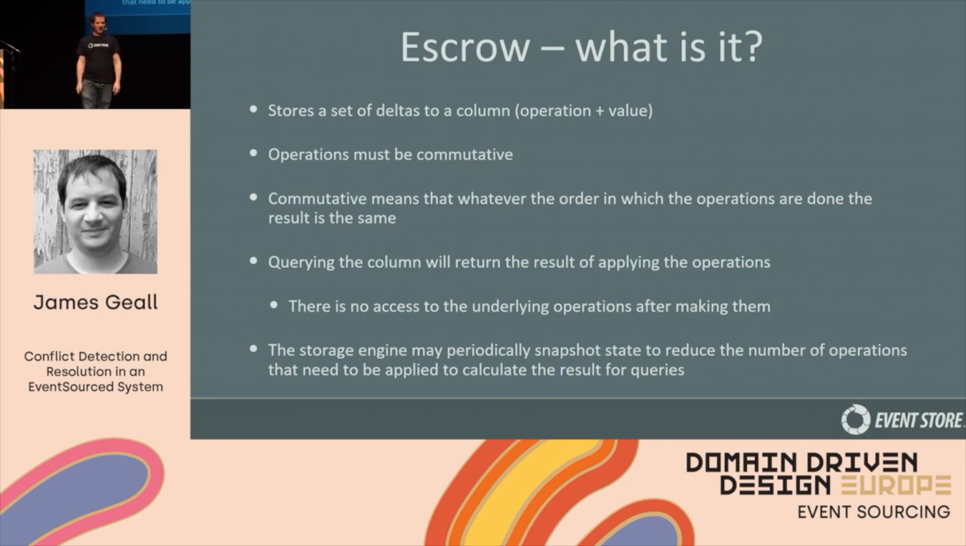And the storage engine may periodically, underneath, snapshot the rolled up state to reduce the number of operations that need to be applied to calculate the state. Again, people who are familiar with event sourcing will know that snapshotting is a standard way that we try to deal with having lots of events.